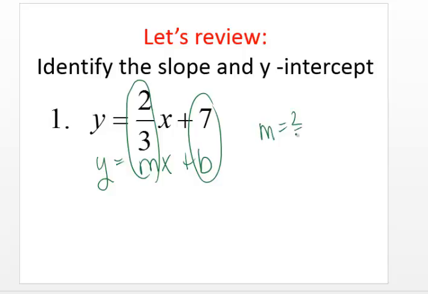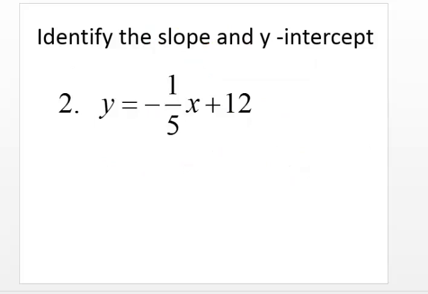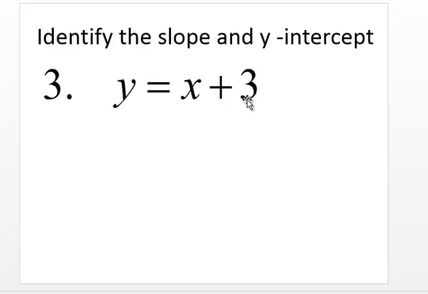So the m is 2/3 and the b is 7. On this problem, my m is negative 1/5 and my b is 12. And on this last example, my m is actually 1 and my b is 3. I'll go ahead and write that one. M is 1, b is 3.